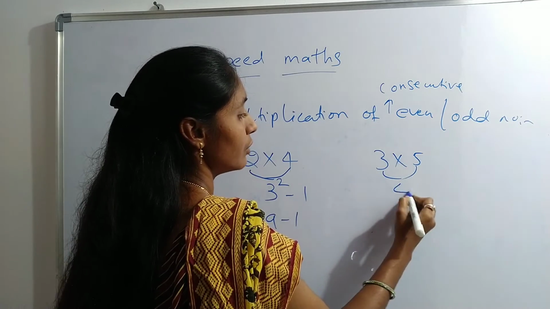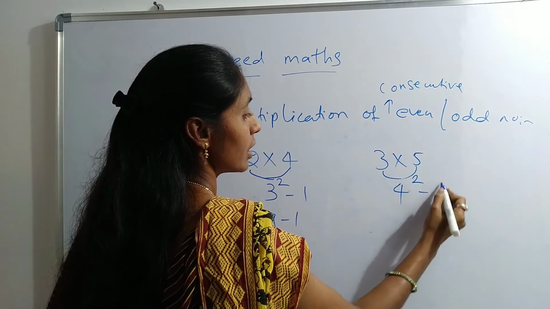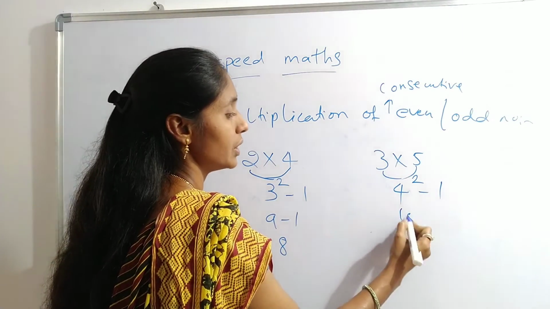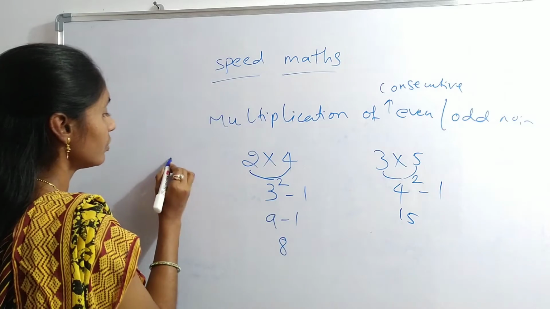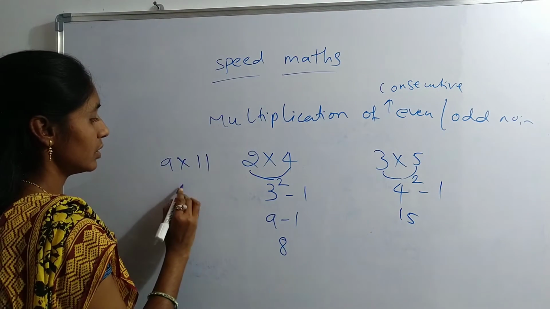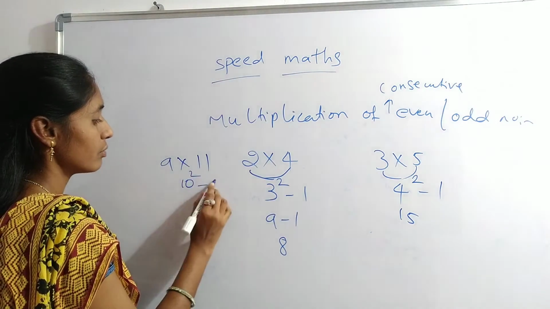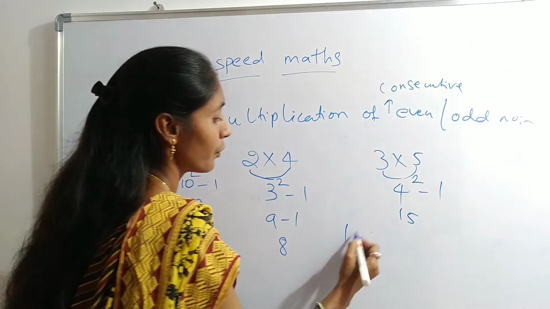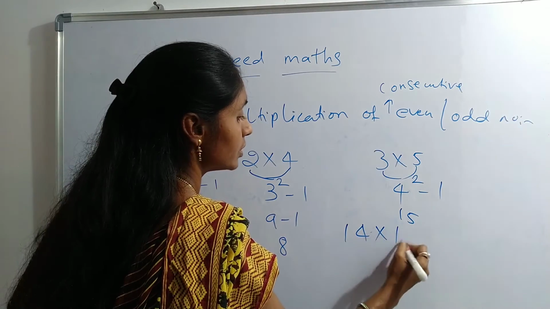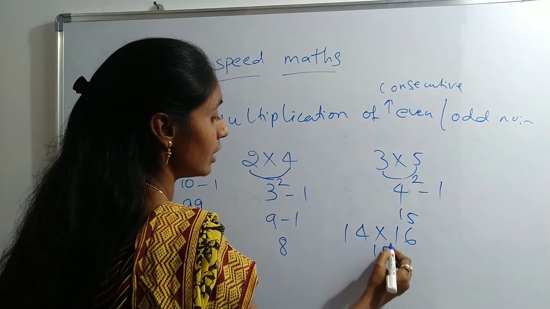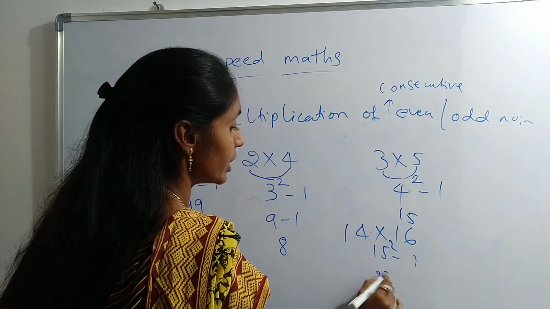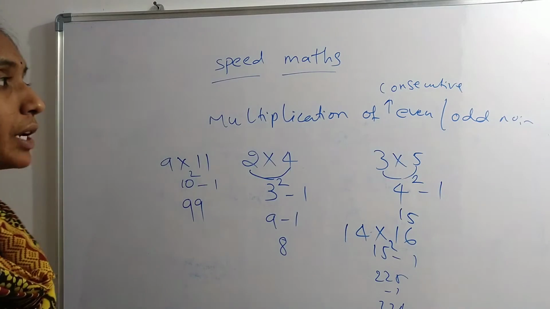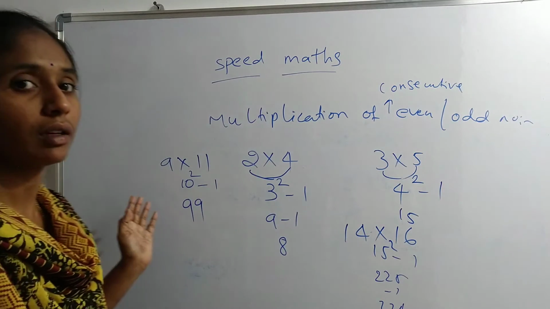Here take the middle value 4. Square it and subtract 1 from 16, which is 15. Take another example, 9 into 11. Take the middle value 10, square minus 1. 100 minus 1, 99. 14 into 16. Take the middle value 15, square minus 1, 225 minus 1, 224. This is the way of multiplication of consecutive even or odd numbers.